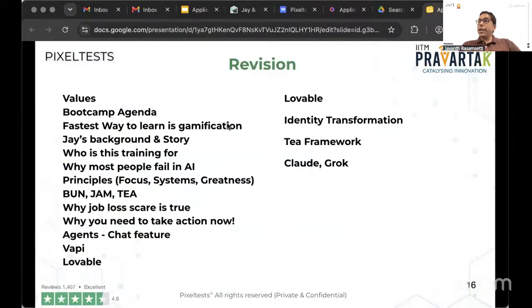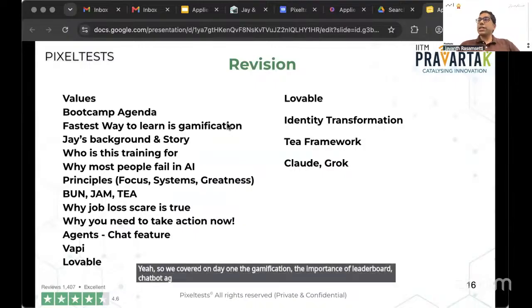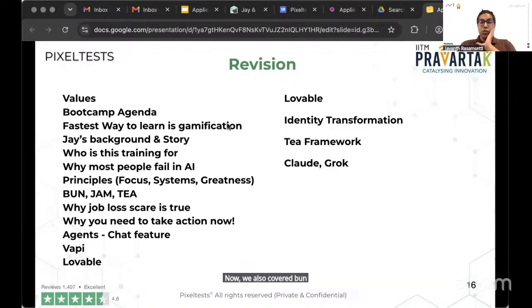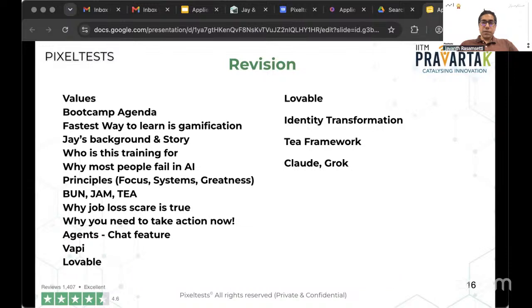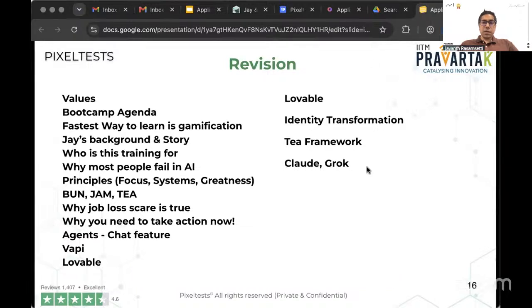So we covered on day one the gamification, the importance of the leaderboard, chatbot agent, voice agent. We also covered vision board, right? We also covered bun, jam, and T, how to make agents super fast. And many of you have actually made those agents.